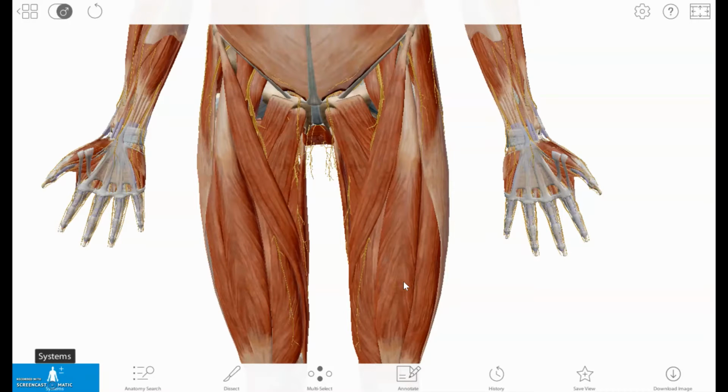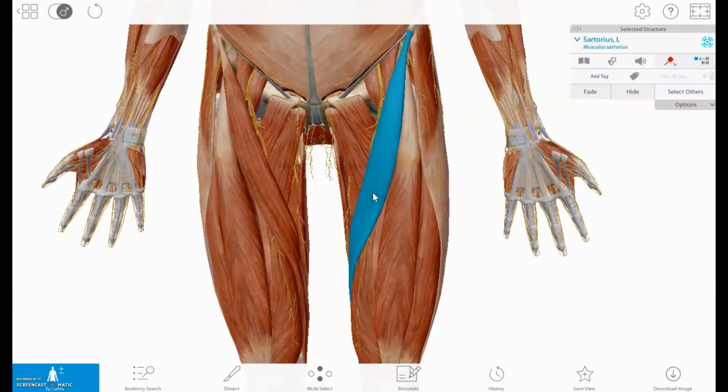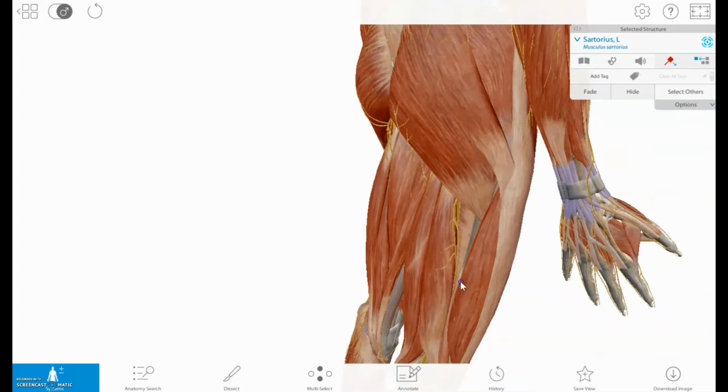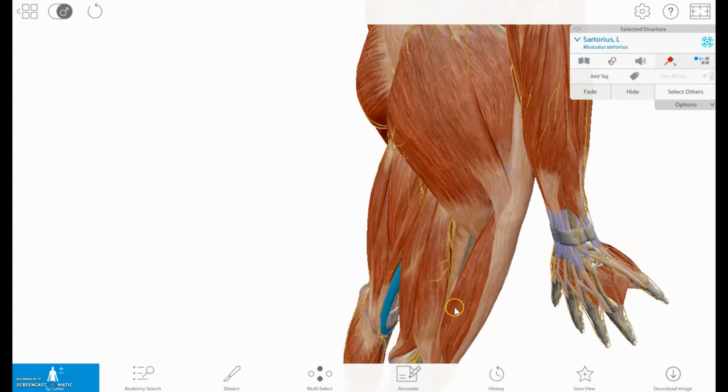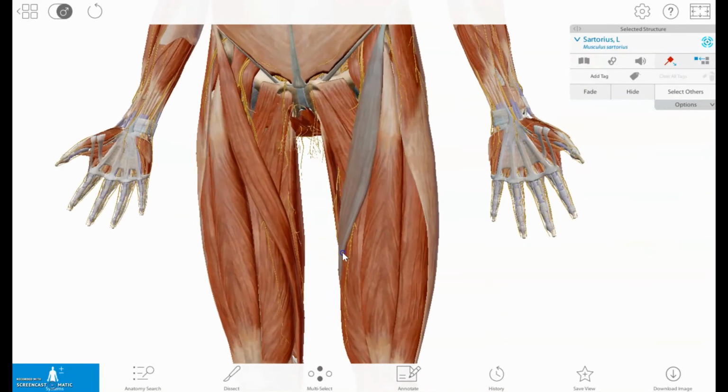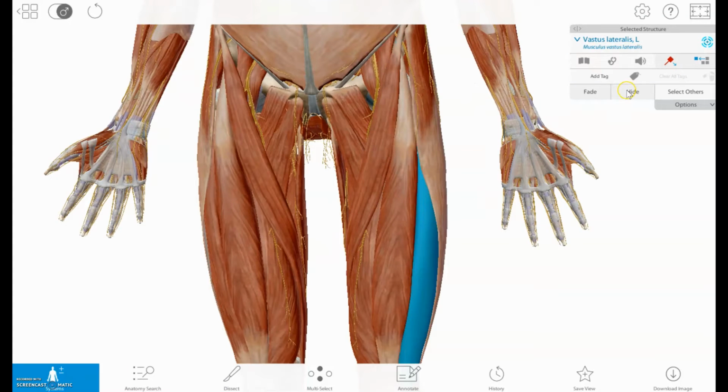Alright, so now that we're in Visible Body, we can start going over the 5 muscles in the anterior compartment of your thigh. If we start with the big one, that's going to be running all the way from the anterior superior iliac spine, and then all the way down to the medial surface of the proximal tibia. We can select this guy, called sartorius. And we can see, again, that it goes all the way from the ASIS to the medial surface of the tibia right there. So that's going to be the first muscle. I'll hide it.